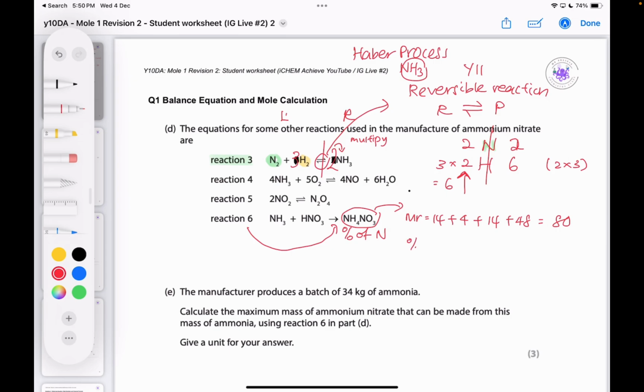Okay, so the percentage of nitrogen in this substance, in NH4NO3, is I need to find out how many nitrogen are there. There are 2, and 2 nitrogen has a mass of 28, because every nitrogen is 14, isn't it? So I use the mass of both nitrogen over 80, and I multiply by 100%, and I'll end up with 35%. So what this 35% means is that in ammonium nitrate, which is NH4NO3, 35% of this compound consists of nitrogen.